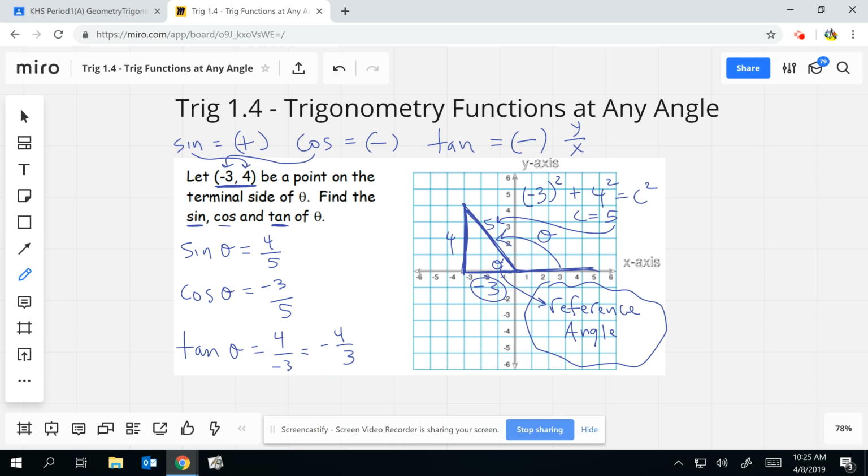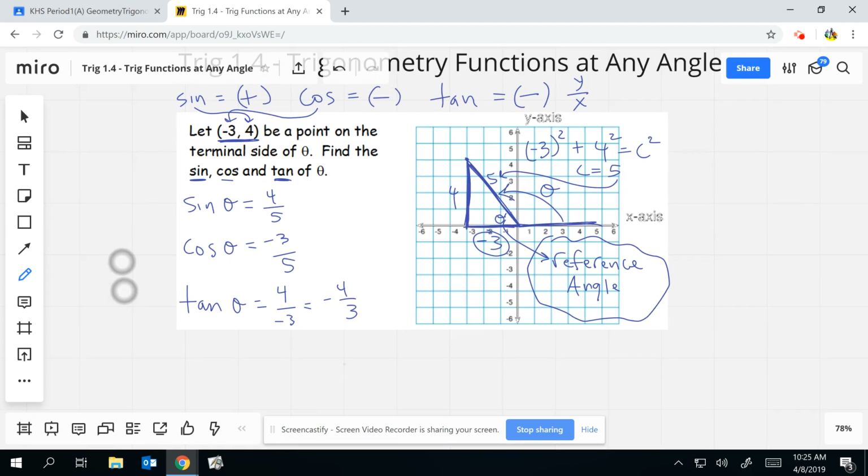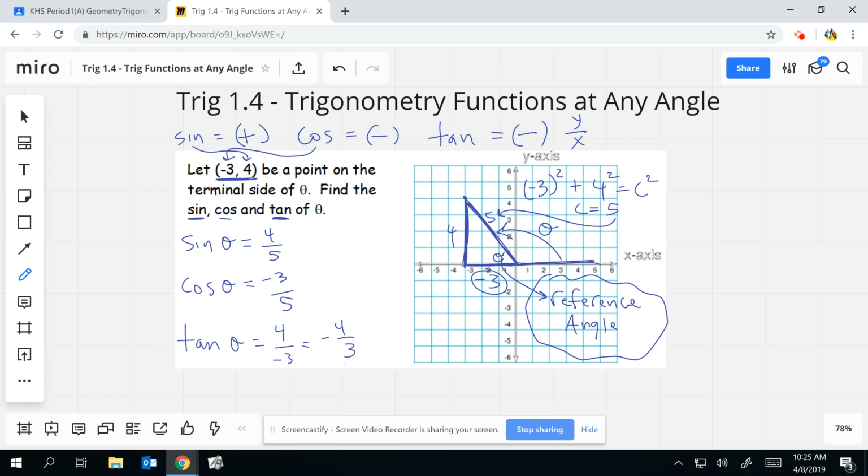Now, you could leave the negative on the bottom, or you can just put the negative out in front of the fraction. They're both the same. Either way, if one of them's negative, it's a negative fraction. So that is your first example there. So if it's in quadrant 2, you've got a positive sine, a negative cosine, and a negative tan.